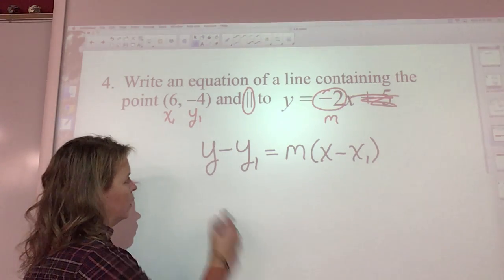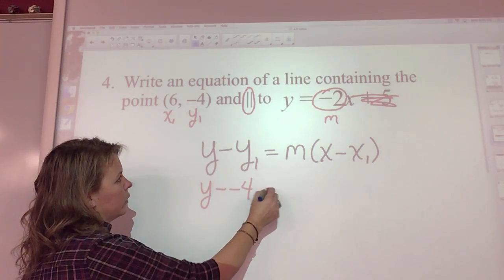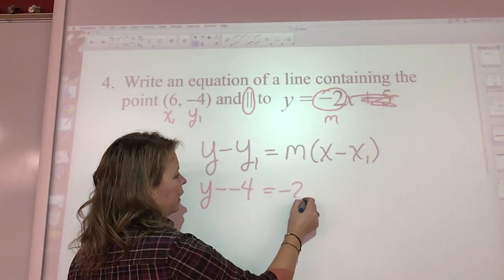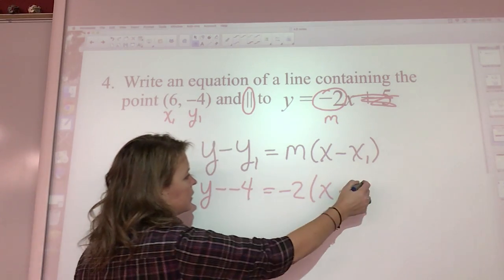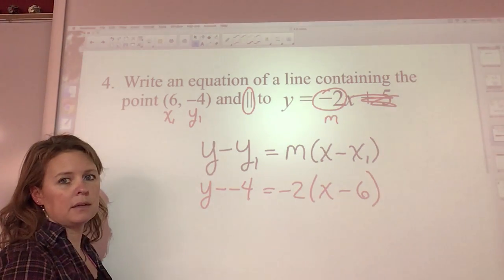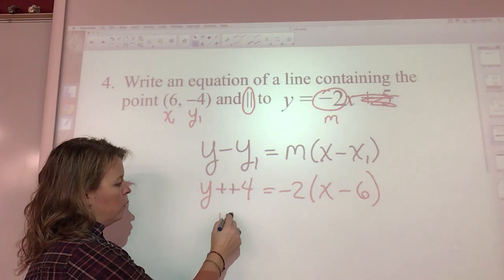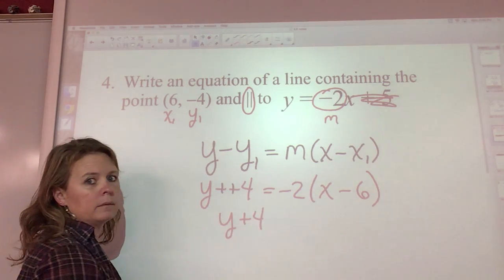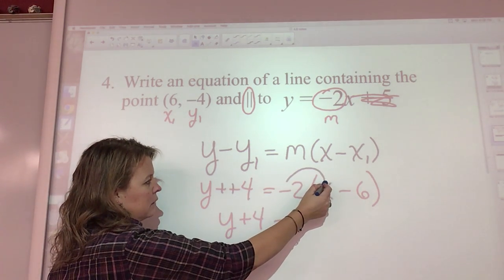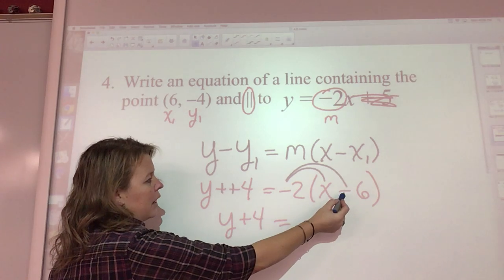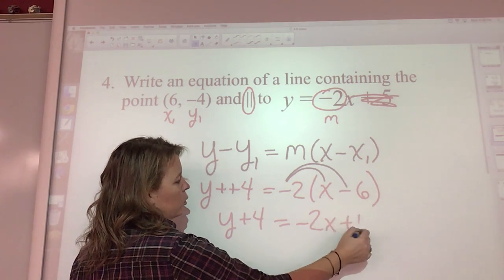So what does this look like? y minus negative 4 equals slope, negative 2, times x minus 6. A lot of negatives in there. Let's clean them up. These two negatives make a positive, so we have y plus 4 equals negative 2x, and a negative times a negative is a positive 12.